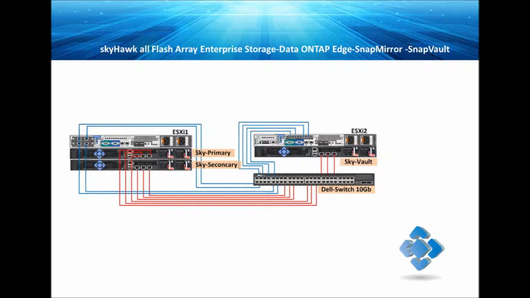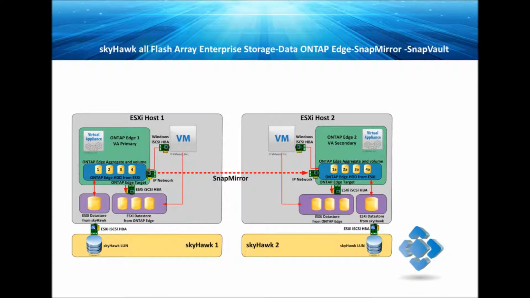First, let's take a look at the physical diagram. Here are two physical servers, Dell R620, which are connected to three skyHawk iSCSI storage devices. Each physical server runs a VMware hypervisor. On each ESXi host, an ONTAP Edge virtual storage appliance is installed. We will use the SnapMirror feature to mirror a volume from the primary skyHawk storage device to the secondary skyHawk storage device.